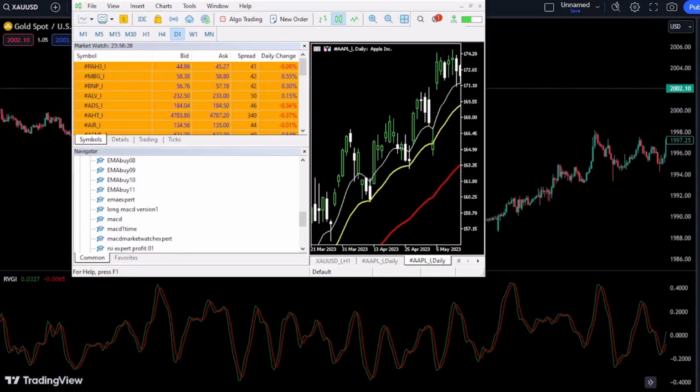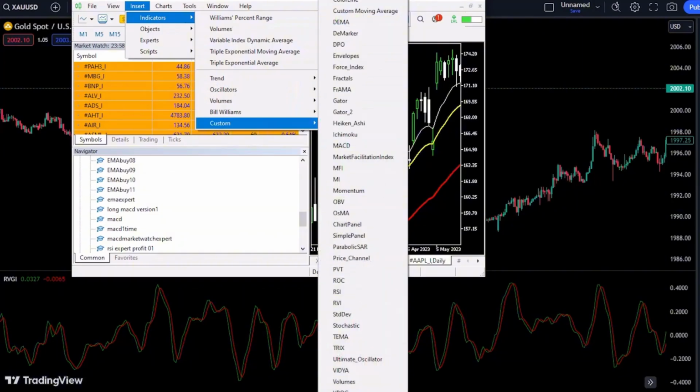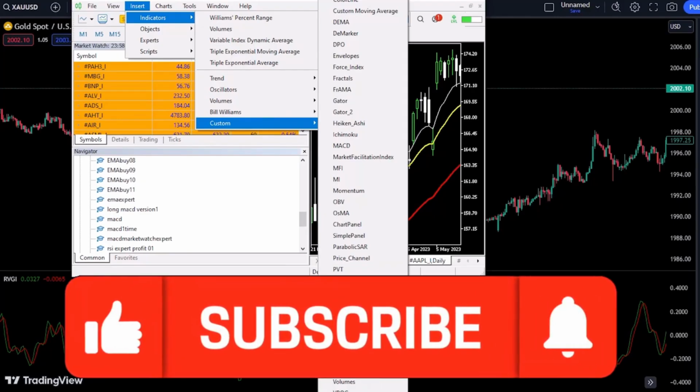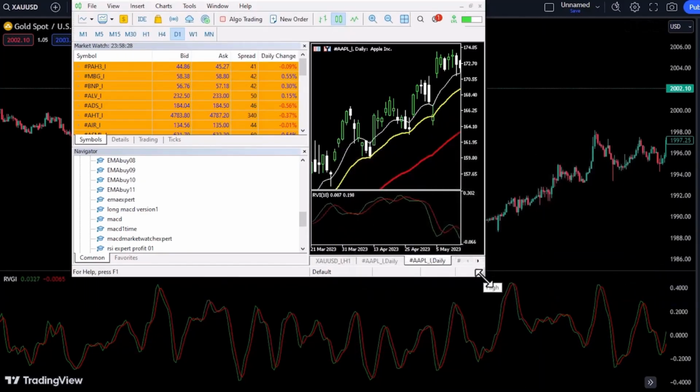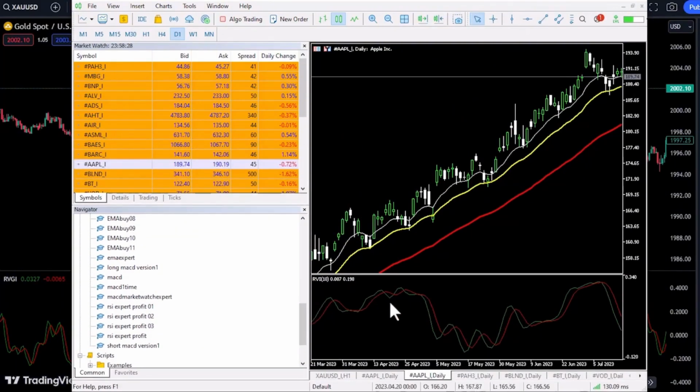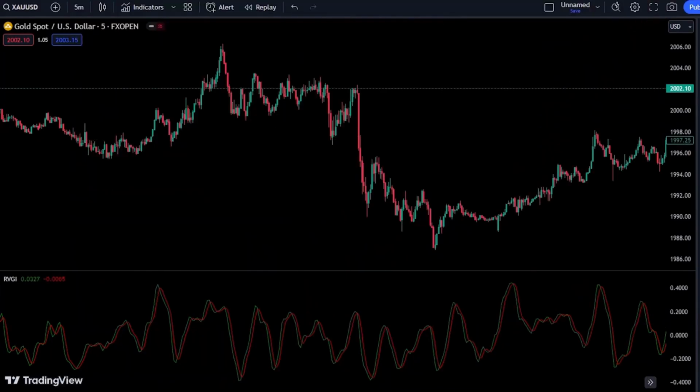To use RVI in the MetaTrader platform as well, go to the Insert section, Indicators, Custom, and then go to the section. Search for Custom RVI, and RVI will be added to your chart. If you notice, when RVI is added, it is only added with the name RVI and not RVGI. Well, now we are working with TradingView and using that.